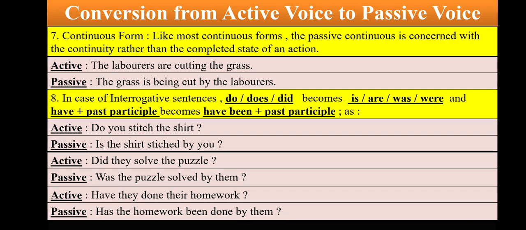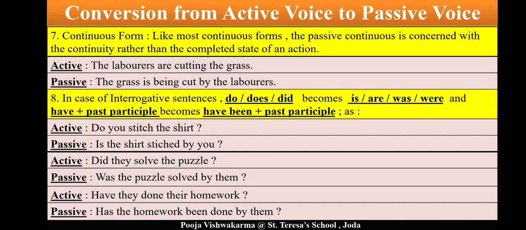Next comes, suppose there is an interrogative sentence. What you are going to do when there are interrogative sentences, like do, does or did, these kinds of sentences are there with you. So it will be beginning with is, are, was, were, and have plus past participle form of the verb will be changed to have been plus past participle form of the verb. Like here it is given, do you stitch the shirt? So as I told you, is will be used. Is the shirt stitched by you?